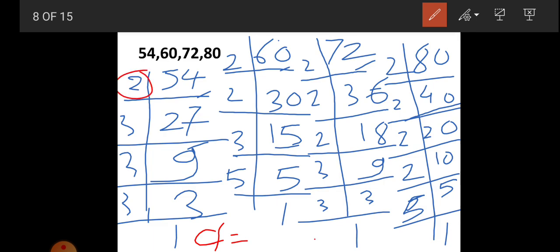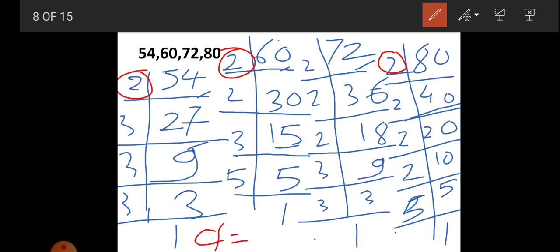Now here, 2, 2 and 2, 2 is a common factor. Now here 3: 3 is not a factor of 80. In fact, 3 is not a factor of 80.